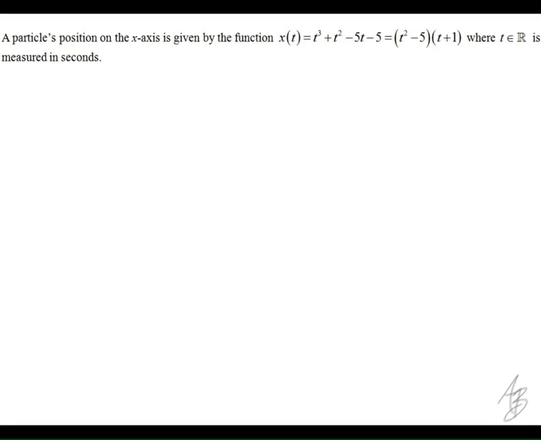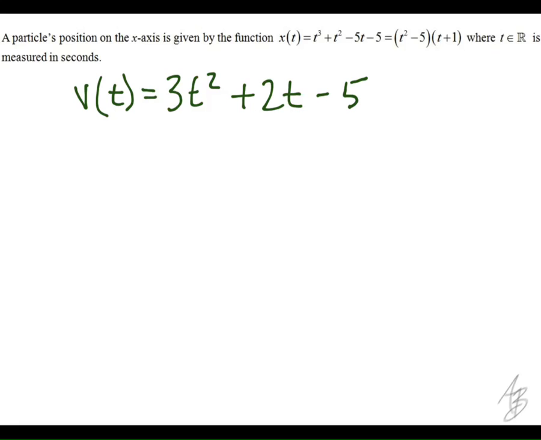In a problem like this, we're going to have multiple questions that we're going to answer later on, but they're all going to have to do with position, velocity, and acceleration. So the first thing we'll do is find the functions that are going to represent the velocity and acceleration. Given the position function x of t, to find the velocity, we're going to take the derivative because the velocity is the rate of change of the position. So the velocity with respect to time is going to be the derivative of x of t, which will be 3t squared plus 2t minus 5.